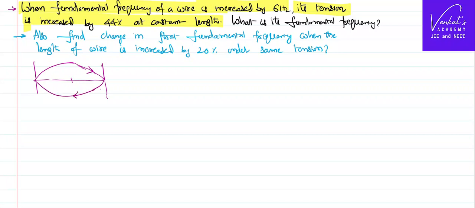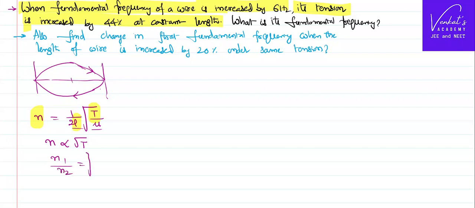The wave comes back. This is the fundamental mode of vibration, where the equation for the frequency of the stretched string is 1 by 2L into root of tension by linear density. We have derived this equation so many times. Now what he is saying is, when the fundamental frequency changes, tension is also changing under a constant length. So taking that into consideration, I can write N is directly proportional to the square root of tension, as length and linear density are kept constant. So I can write N1 by N2 is root of T1 by T2.